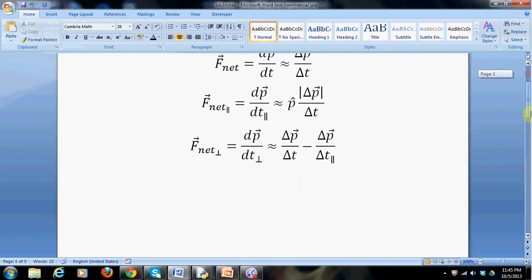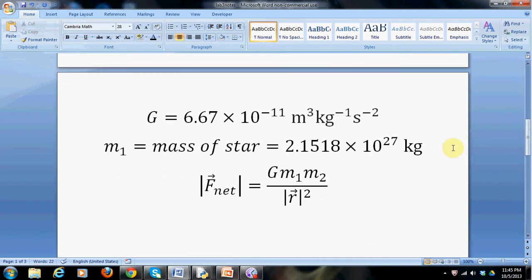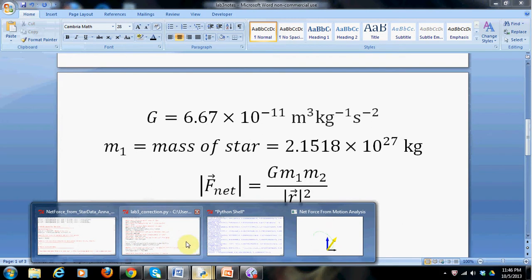Our next principle is Newton's second law, which states that force is equal to mass times acceleration. From this law, this equation right here, which is Newton's law of universal gravitation, can be derived. This law relates the mass of two objects and the distance between them to the magnitude of the force between them. And G, which is the universal gravitational constant, is equal to this quantity here. And now to our computer model.